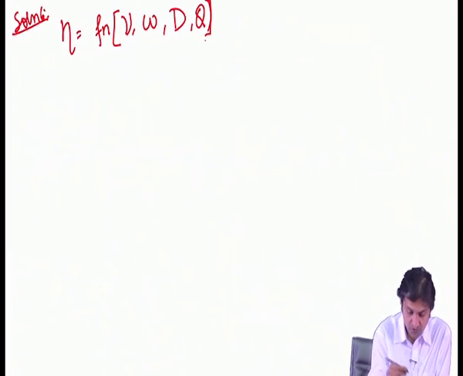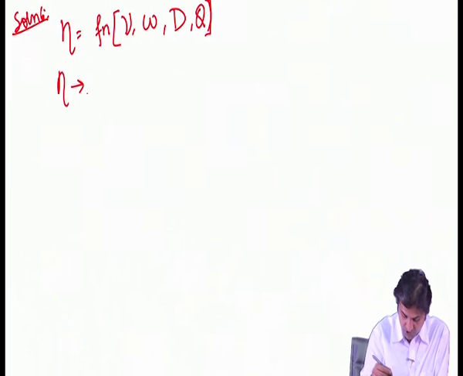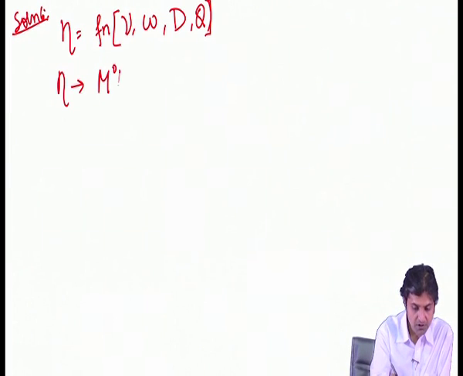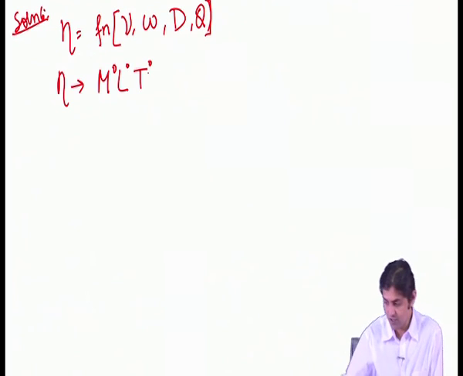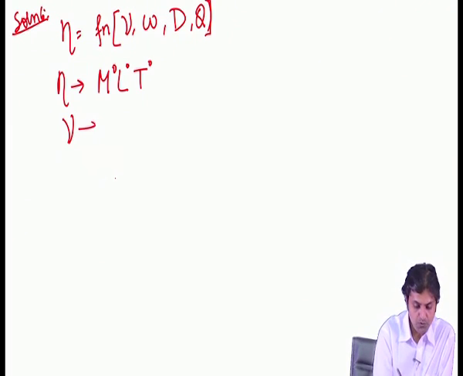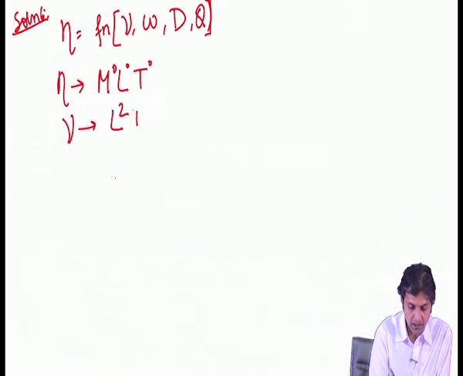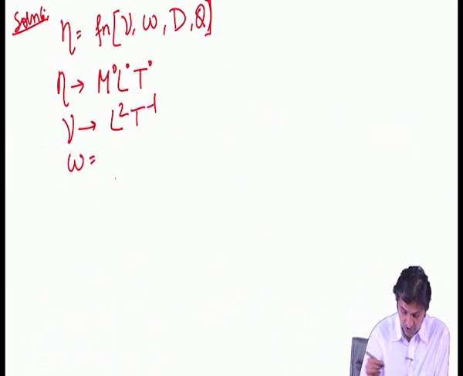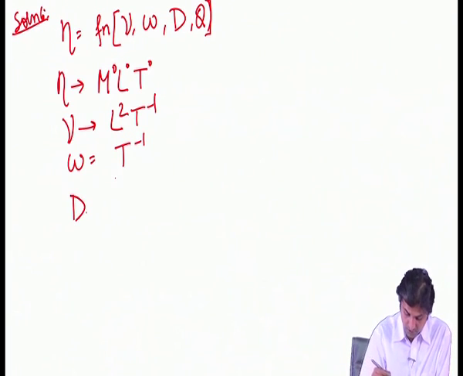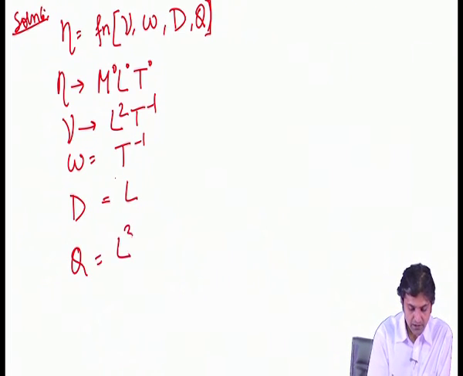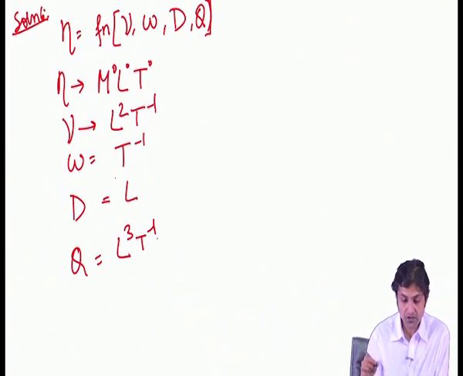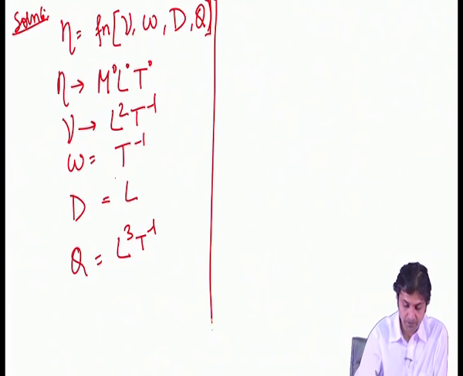The second step, what we do is we write the dimensions. So, dimension is M to the power 0, L to the power 0, T to the power 0. All right. The nu is L square T minus 1, omega is angular velocity, so it is going to be T minus 1, the diameter is of course L, and q is L cube T minus 1. All right. So, these are the basic dimensions that we have written.